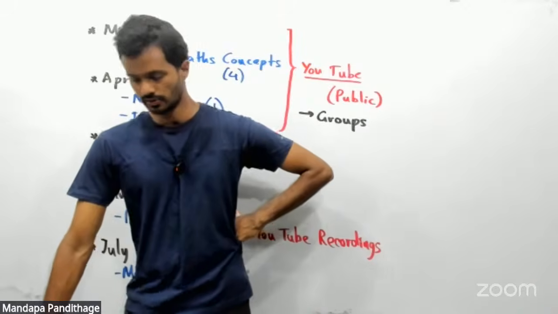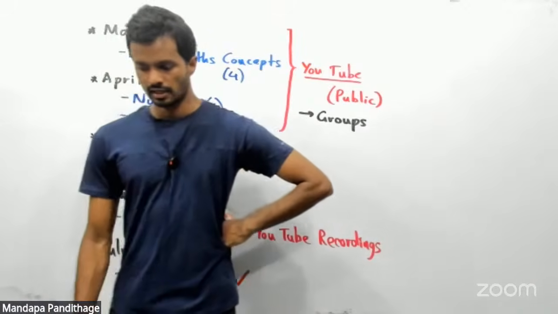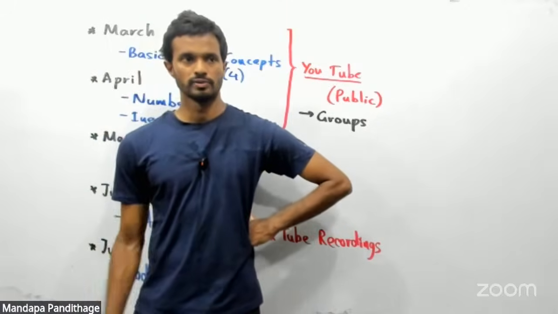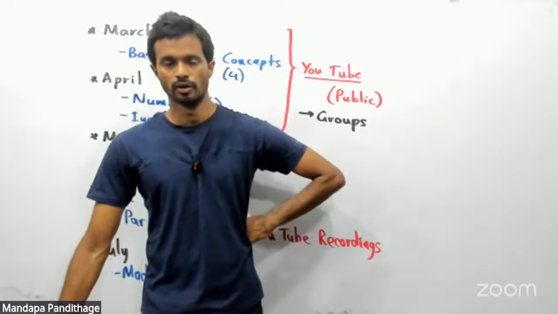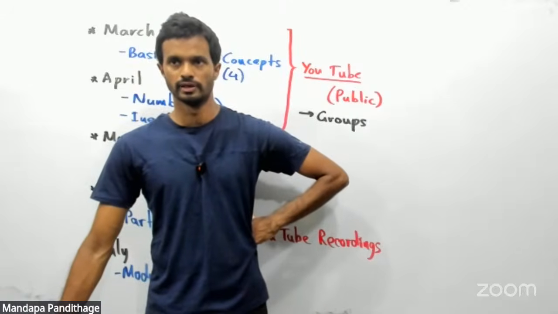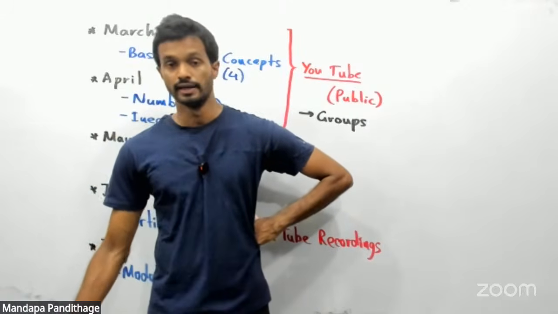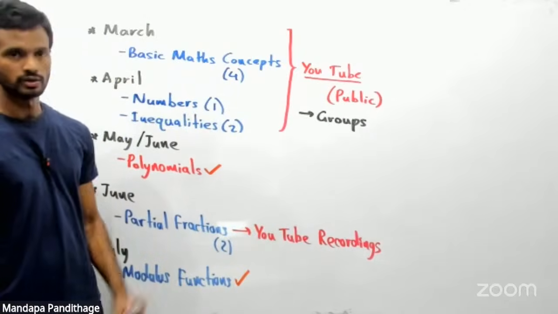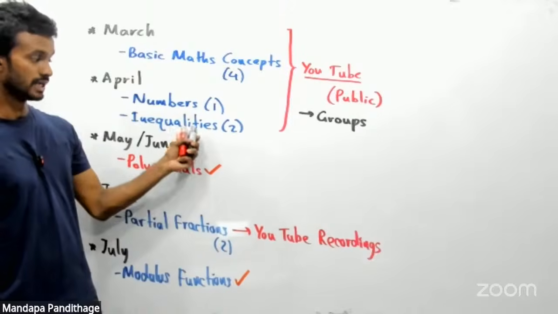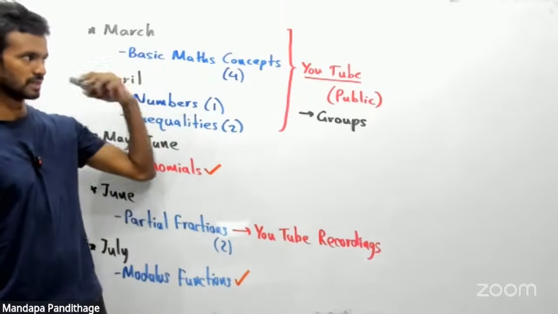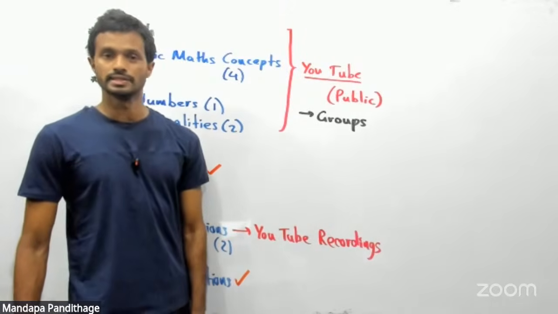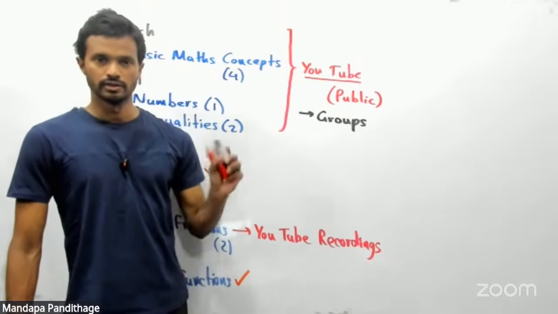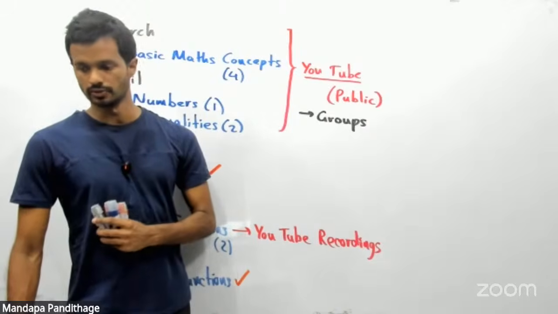Clear? Okay, so that means we will be doing this for, let's say, 2.5 months: polynomials, let's say 7 days, and modulus functions like 3 days. So we'll be doing it for like 2.5 months. By then, you have to cover partial fractions. And these two, inequalities is something important, but basic mathematical concepts I told you, based on your mathematical simplification knowledge and ability, you can decide whether you want to watch this or not. Clear? So we can proceed.